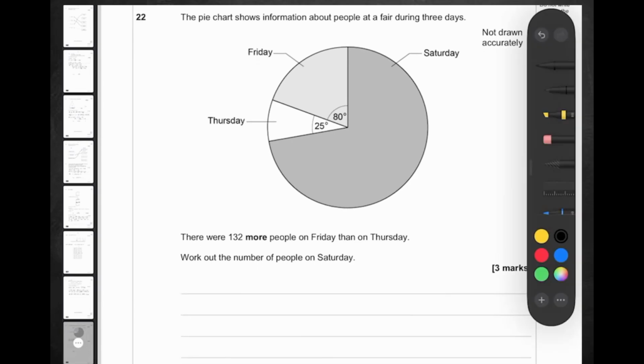Question 22. The pie chart shows information about people at a fair during 3 days. There were 132 more people on Friday than on Thursday. Work out the number of people on Saturday. So, what we need to do here is work out how many people the angles correspond to. First thing I'll do is 360 degrees minus 80 degrees minus 25 degrees equals Saturday. I'll call it Saturday degrees. So I'll do that on my calculator. 360 minus 80 minus 25 is 255.